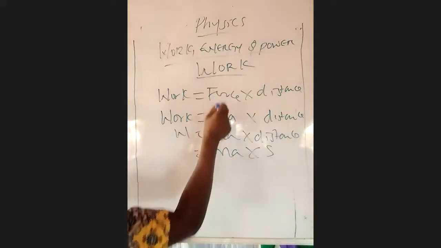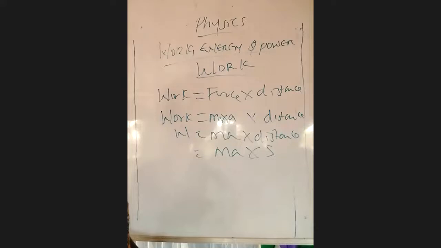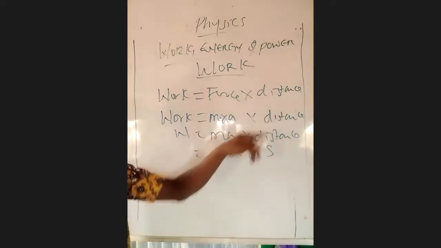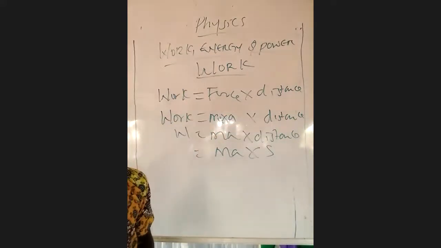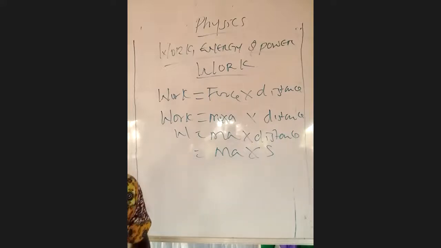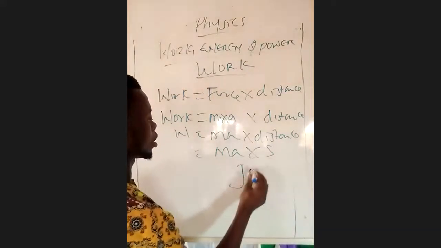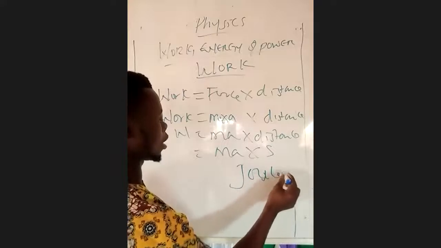Now, our force is the same thing as mass times acceleration. That is the formula for calculating force, the mass and the acceleration. That is force times distance. We are dealing with work. Now the unit of work is the joule. Whatever we do under it must end with joule.